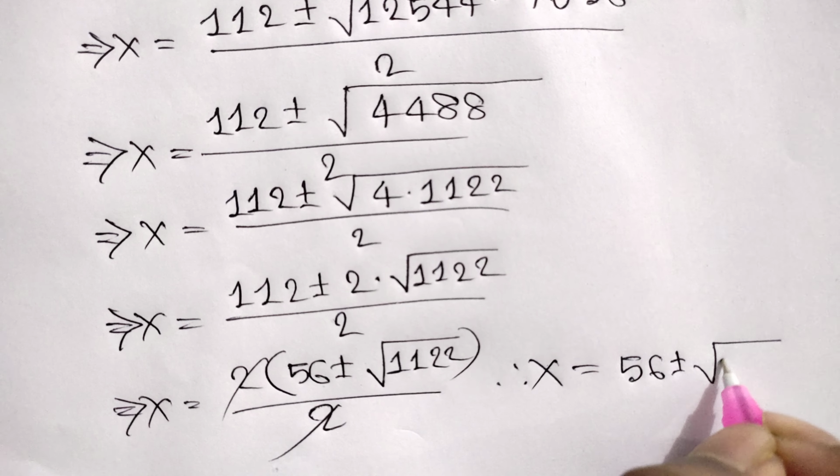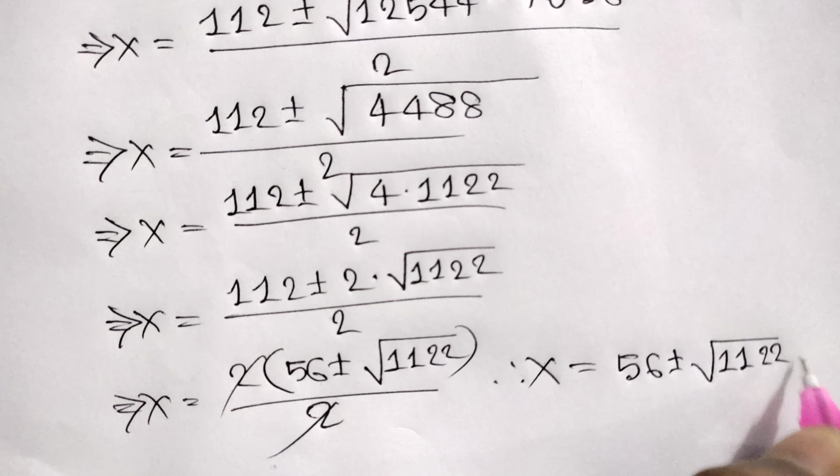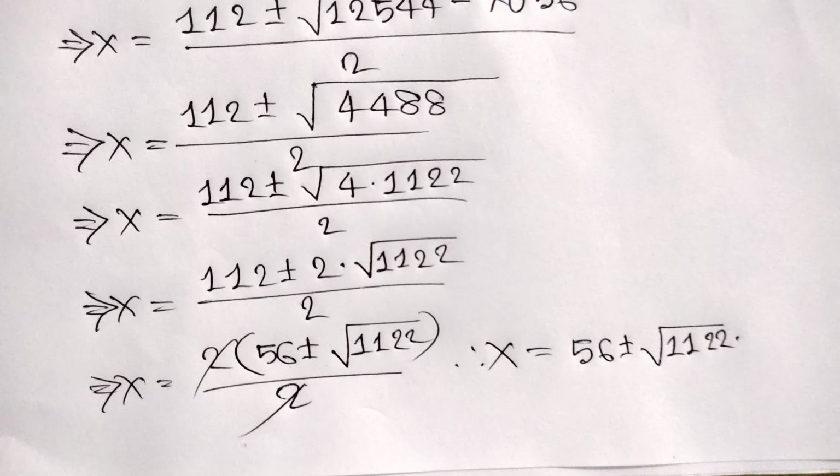Now this 2 cancels this 2, so the final value of x is equal to 56 plus or minus square root of 1122, and it is our final answer.